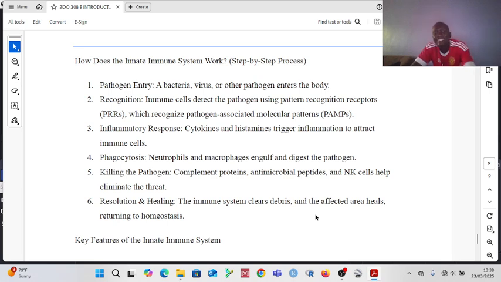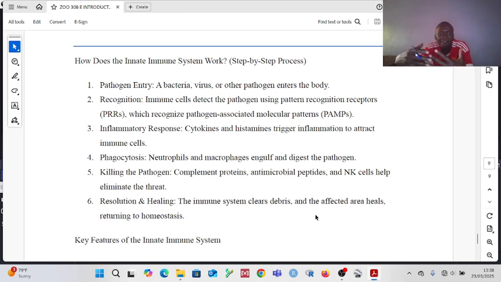Then, once it is inside now, the immune cells have to detect. So they look at the recognition components. They check, are we seeing any pattern that is associated with a pathogen in this invader? Okay, so that's how the recognition happens.